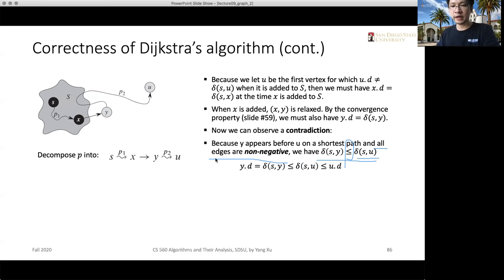So we can have these inequalities. The d of y, which is the delta from s to y, should be smaller than or equal to the delta from s to u. And by our assumption, the delta from s to u is also lower than or equal to the d of u, because that is our assumption, right?